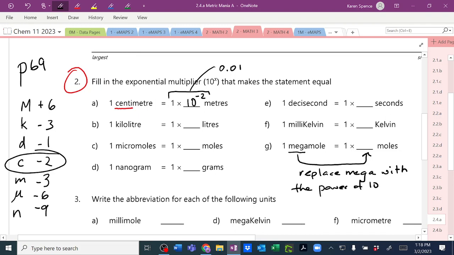So we're going to replace mega with the power of 10. What is the power of 10 for mega? 10 to the 6, and that's a positive 6, right? So 10 to the 6.